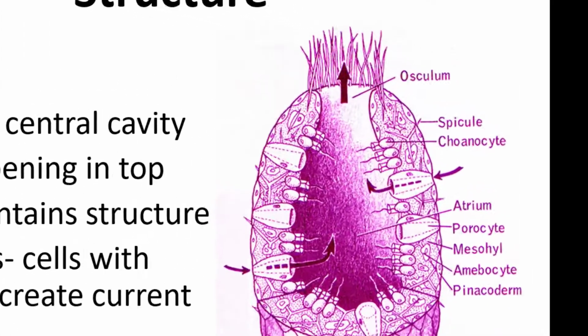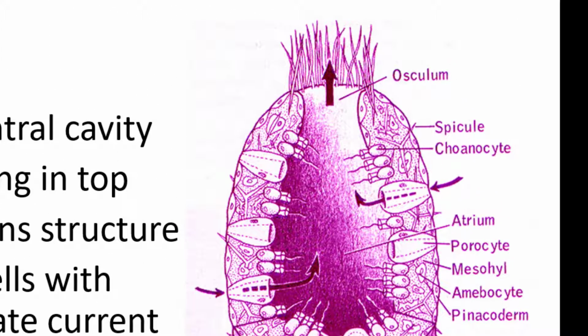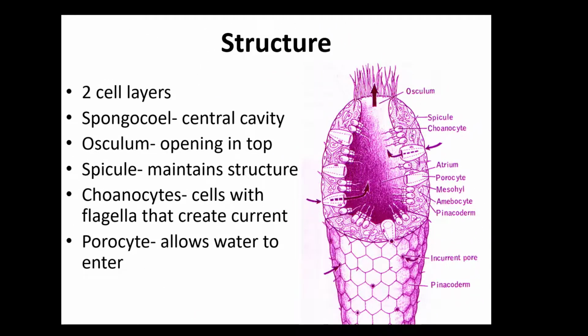Now the next one we have is choanocytes. These are these cells you can see right there, and what they do is they create a current which pulls water through these other cells called porocytes. Literally it's like a sponge, because it is a sponge, and water just gets pulled in. It pulls in water that includes oxygen and nutrients.